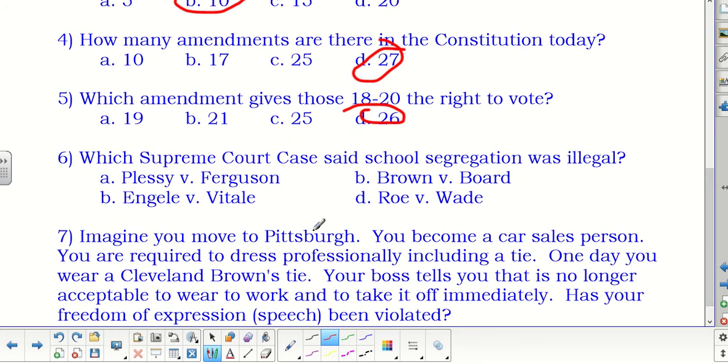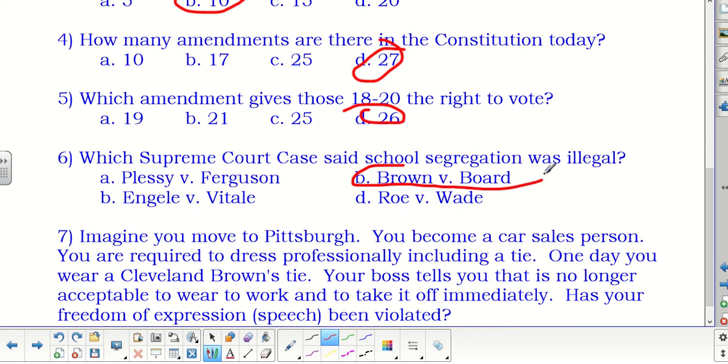And, of course, part of the Constitution, part of fleshing out and interpreting the Constitution, is looking at Supreme Court cases. And we're going to look at a few of the important ones throughout the couple hundred years of U.S. history we are going to be covering, actually 150 years. Which Supreme Court case said school segregation was illegal? So, hopefully you already know.